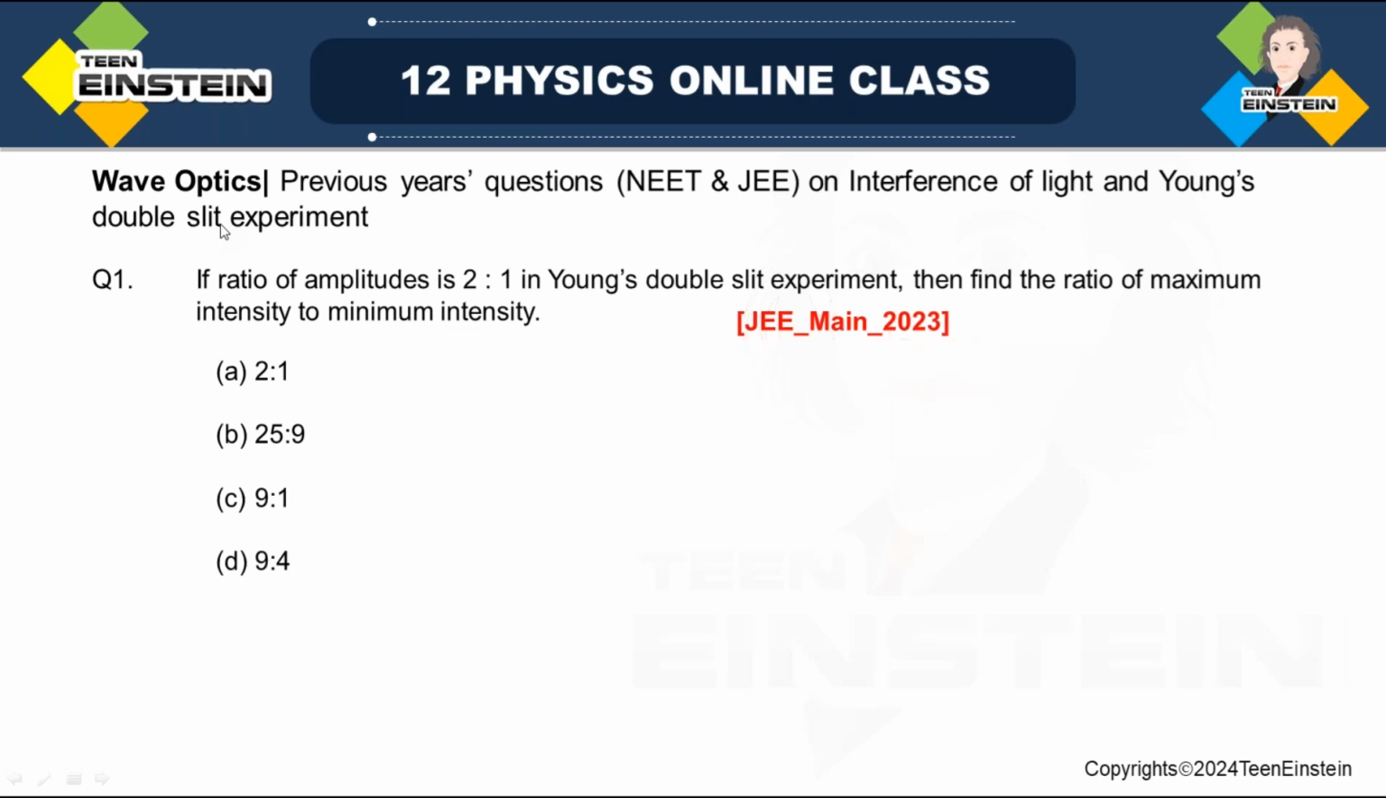So today what we are going to do is discuss previous year's questions from NEET and JEE papers on interference and Young's double slit experiment. Mostly today we'll be having questions from the NEET paper, a few maybe from JEE Main. I'll pick up more problems in the subsequent classes. So let us discuss whatever we have today.